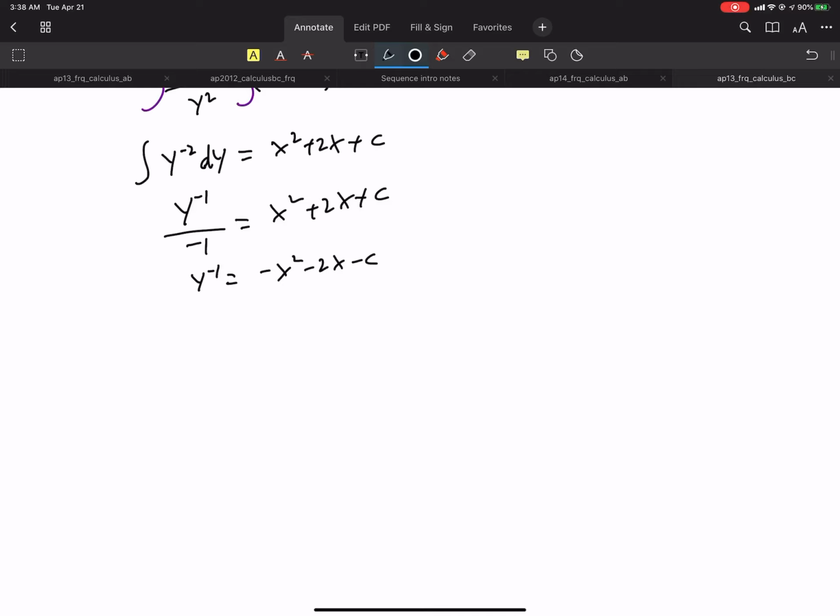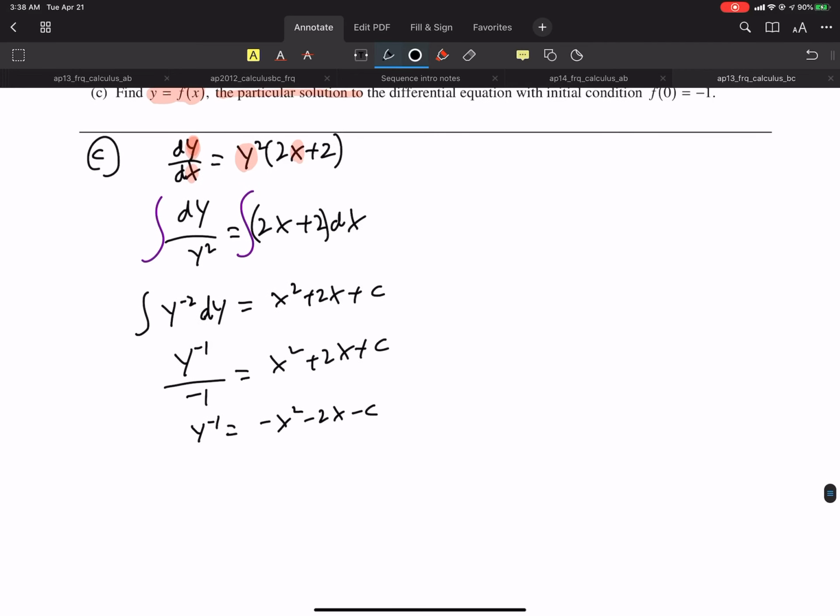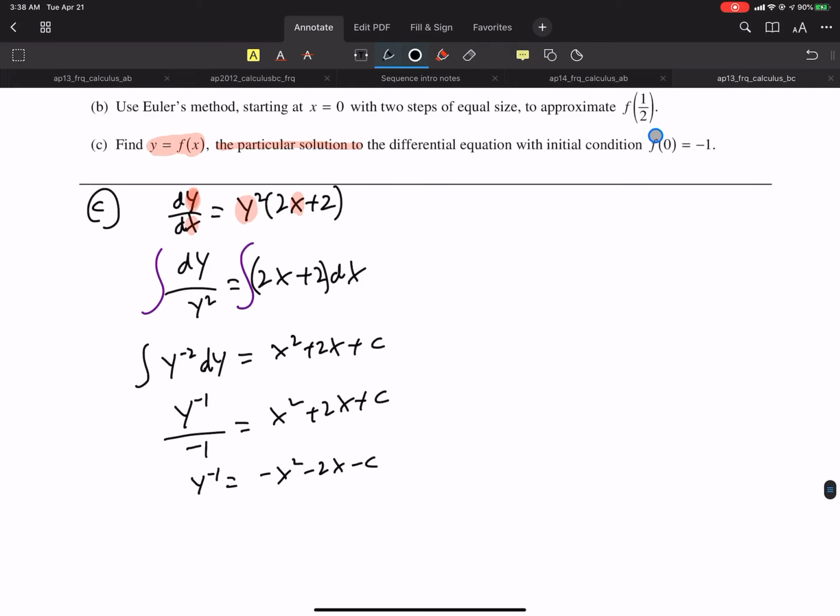Actually, let's just at this point solve for c. So this is side work. So you'll get a point if you solve for c. You're told f of 0 is -1. So you're given the point (0, -1) is a solution to this equation that we've found so far. So I'm going to plug in -1 for y, 0 for x. Wow, that's easy.